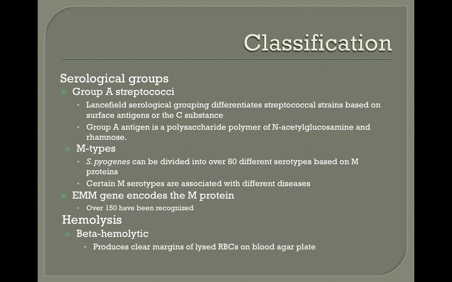More recently, researchers are looking at the genes that encode the M protein, and these are known as emm groups. Over 150 have been recognized to date. And then we can also break down Streptococcus into the hemolytic groups, and S. pyogenes belongs to the beta hemolytic group, meaning that on a blood agar plate, you're going to see those clear margins around the lysed red blood cells.